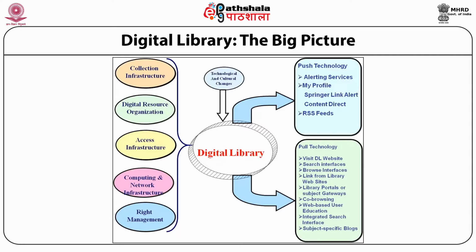Access infrastructure in a digital library consists of search and browsing interfaces, subject gateways, and integrated and federated search programs. Computers and network infrastructure. A typical digital library is a distributed client-server environment, and consists of hardware and software components at the server side as well as at the client side.